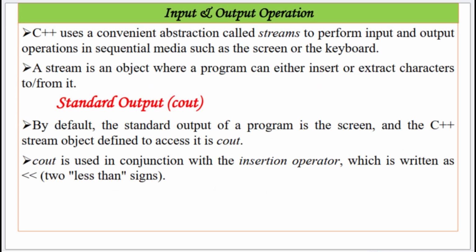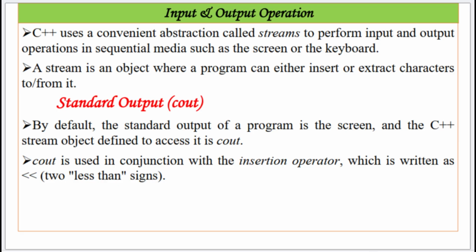Input and output operations: C++ uses a convenient abstraction called streams to perform input and output operations in sequential media such as the screen or the keyboard. A stream is an object where a program can either insert or extract characters to or from it.